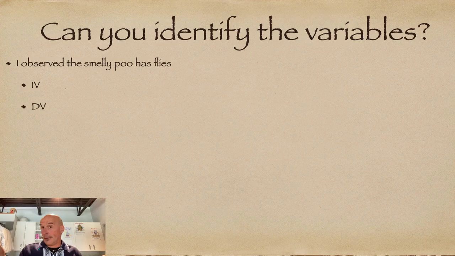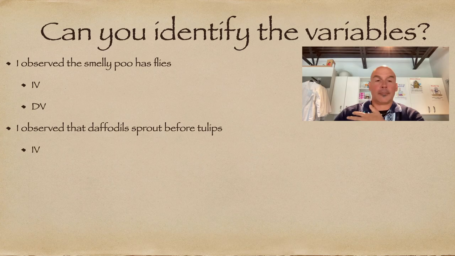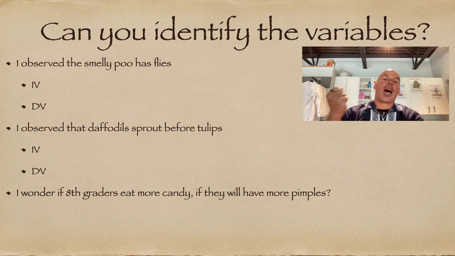So I observed the daffodils sprout before tulips. What's my independent variable here? What's my dependent variable? And my last observation is, I wonder if eighth graders eat more candy, if they will have more pimples. What's my independent and dependent variable there?